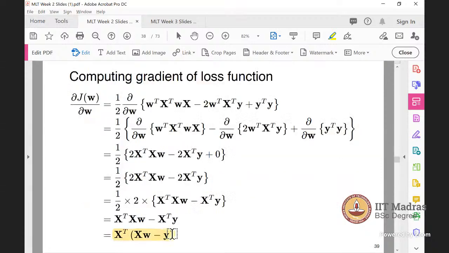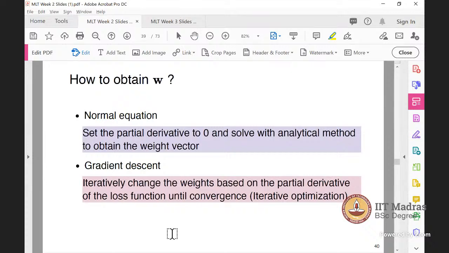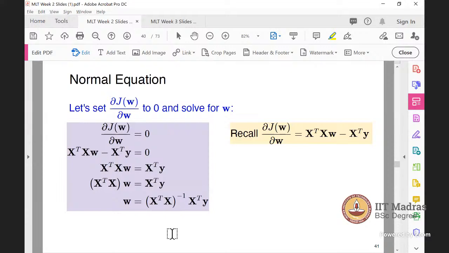So once we have calculated the derivative, there are two ways we can move forward. One is the normal equation, and the second one is gradient descent. First, let's look at the normal equation. In that part, we just equate our loss derivative to 0. By equating it to 0, we get a point where the loss should be minimum, right? And this is how we get it. So this is actually your final answer. Do you have questions regarding this?